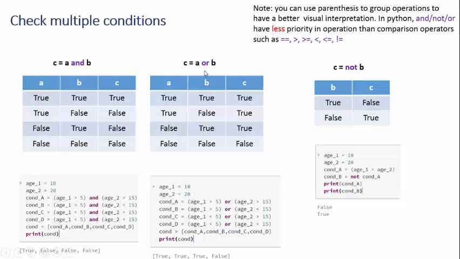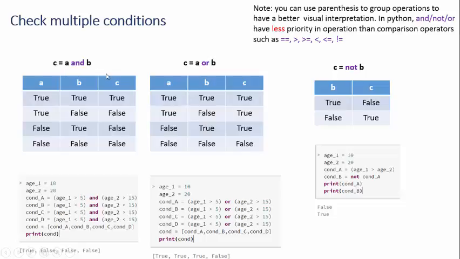For the OR condition, it is actually different. The OR condition basically works like this: when one of A or B is true, then C is true, which means when A and B are both true, C is true. When A is true and B is false, C will be true. When A is false and B is true, then C will be true. The only case C is false is when both A and B are false. So that is A or B.